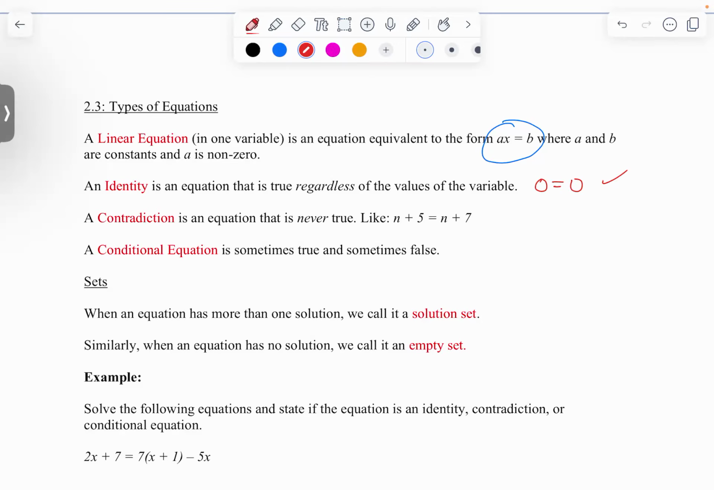Contradiction is something that's never true, right? Like n plus 5, n plus 7. What that actually becomes when you get rid of the n's on both sides, it says 5 equals 7. That is never true, right? 5 is never equal to 7. 0 is never equal to 1. Those are contradictions.